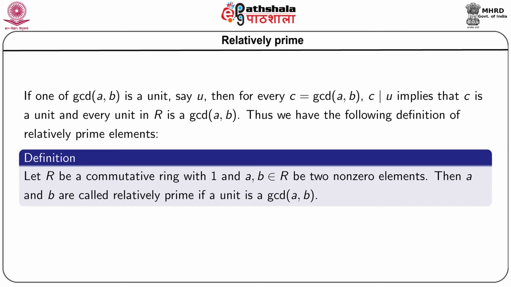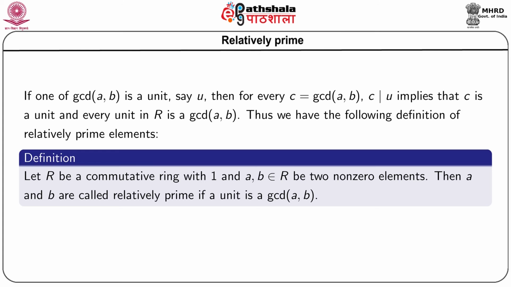If 1 is a GCD of A, B, then note that any other GCD U divides 1, and hence U becomes a unit. Thus, it follows that 1 is a GCD of A, B if and only if all other GCDs of A, B are units, and not only that, in this case every unit will be a GCD of A, B. Thus, here the definition of being relatively prime will be of this form.